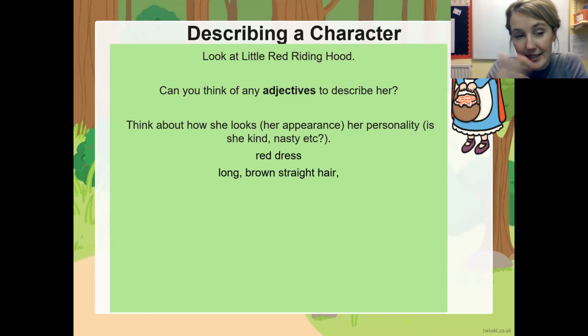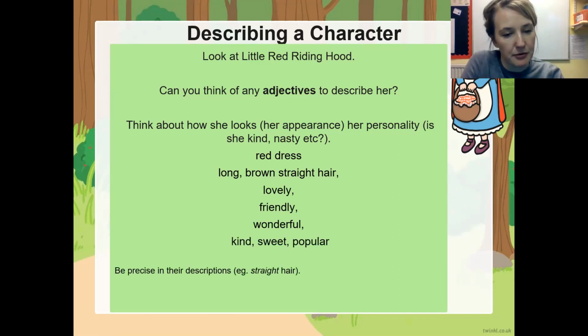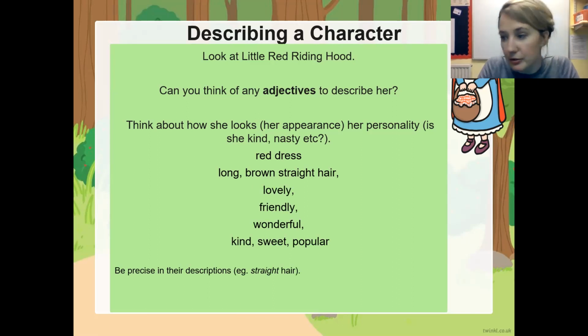I talked about adding more adjectives to try and make it an expanded noun phrase. So rather than just saying she's got hair, you could say brown hair or long brown straight hair. Lovely, friendly, wonderful, kind, sweet, and popular. So don't forget to be precise about the descriptions. And also, please make your writing as neat as you can. Take a photograph of it and send it across to us because we love seeing your work.